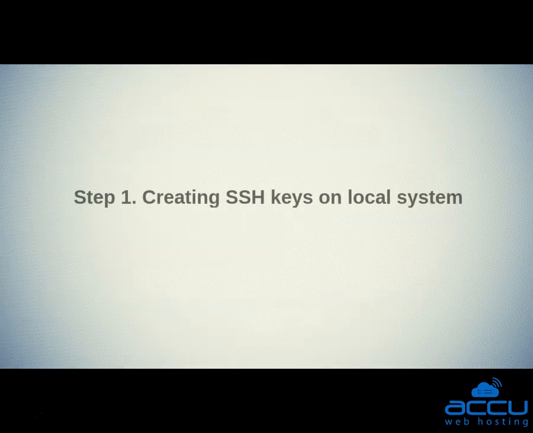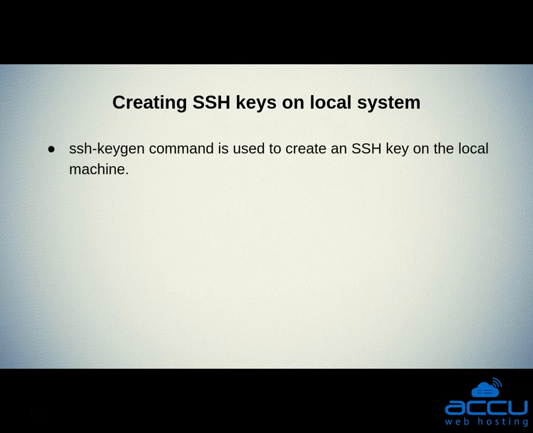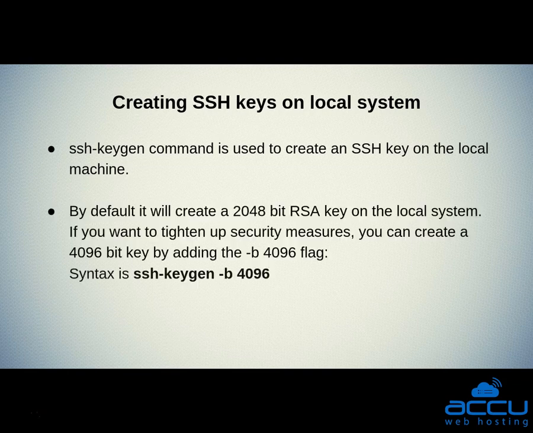Step 1 is creating SSH keys on the local system. The ssh-keygen command is used to create an SSH key on the local machine. By default, it will create a 2048-bit RSA key on the local system. If you want to tighten up security measures, you can create a 4096-bit key by adding the -b 4096 flag. Syntax is ssh-keygen -b 4096.